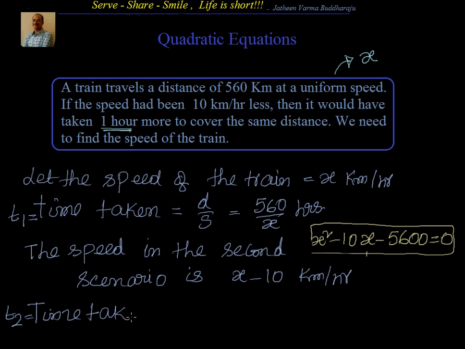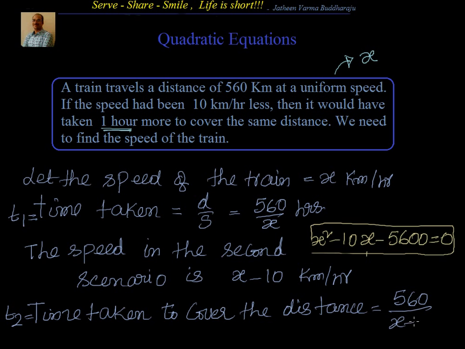Time taken to cover the distance, we can say that to cover the distance is equal to, again distance by speed, that means 560 divided by x minus 10. This is hours. Now after that we will write our statement whatever we have written earlier. We will write down now.